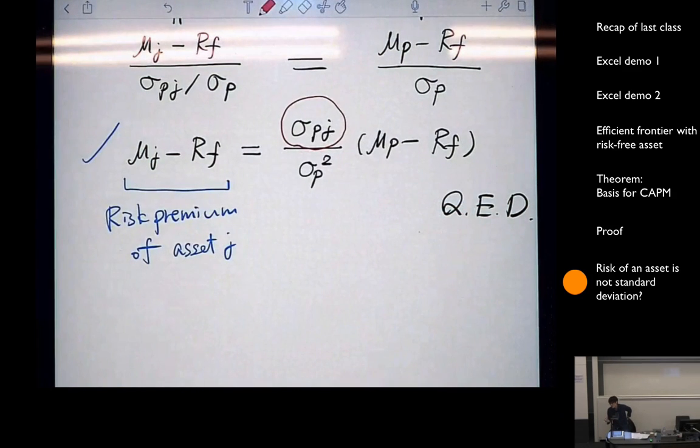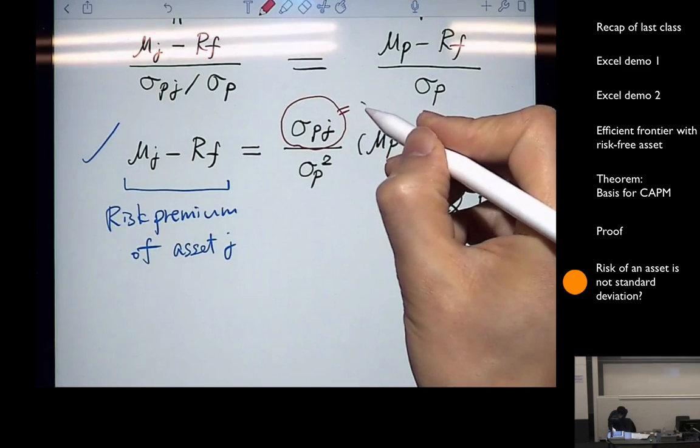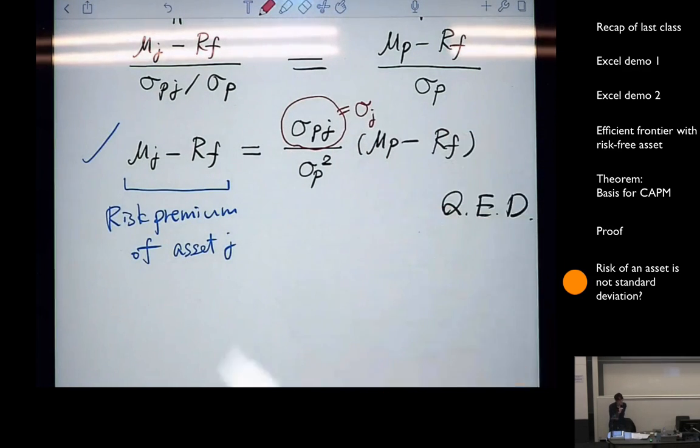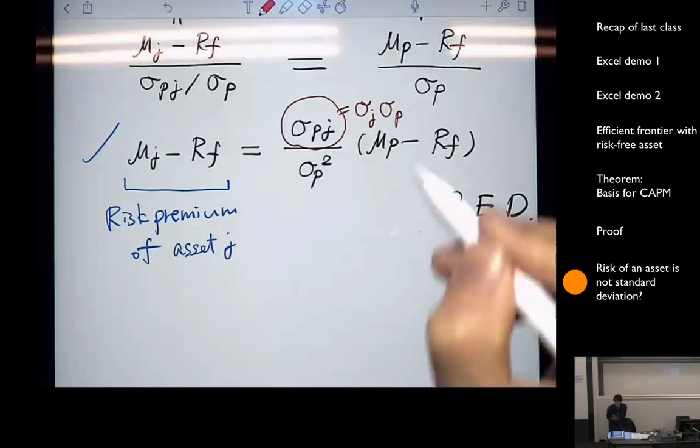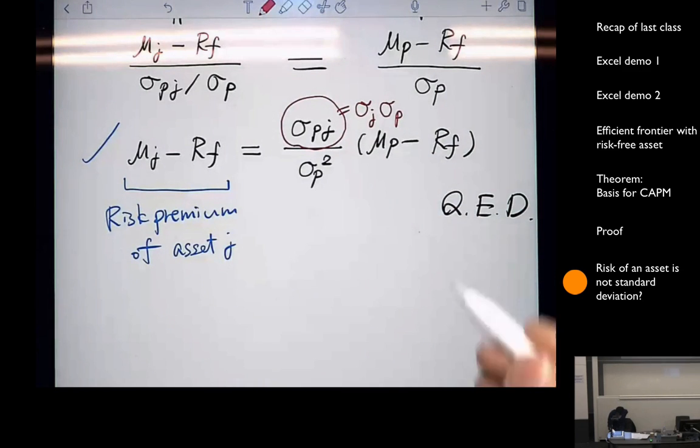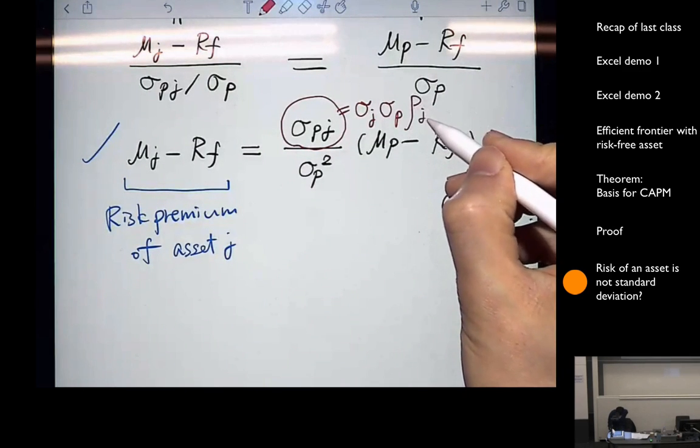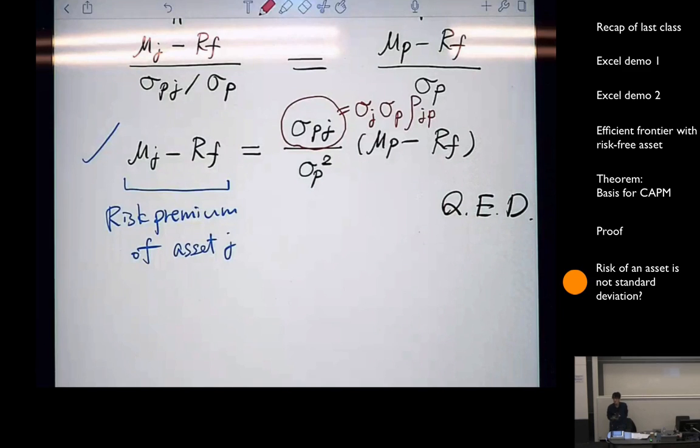Now, is this the standard deviation of asset J? Not quite. It is the covariance, asset J's covariance with the tangency portfolio. And the covariance is equal to the standard deviation of asset J times the standard deviation of the tangency portfolio times the correlation coefficient between asset J and the tangency portfolio. So okay, we see the standard deviation of asset J.